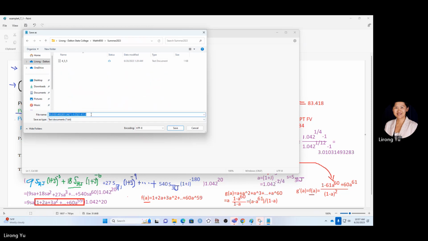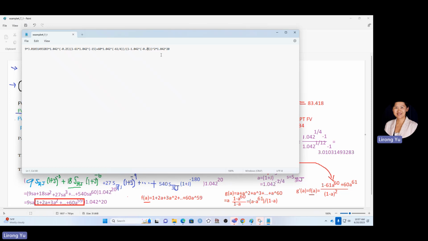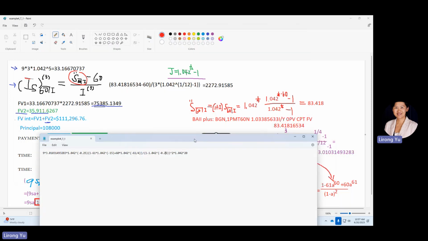All right. So this is example 4.7.1. All right, so this calculation is kind of useful, and we're going to put in all the other numbers. This is what I called the future value 1, and then we know the future value 2 already is equal to 111,296.76.